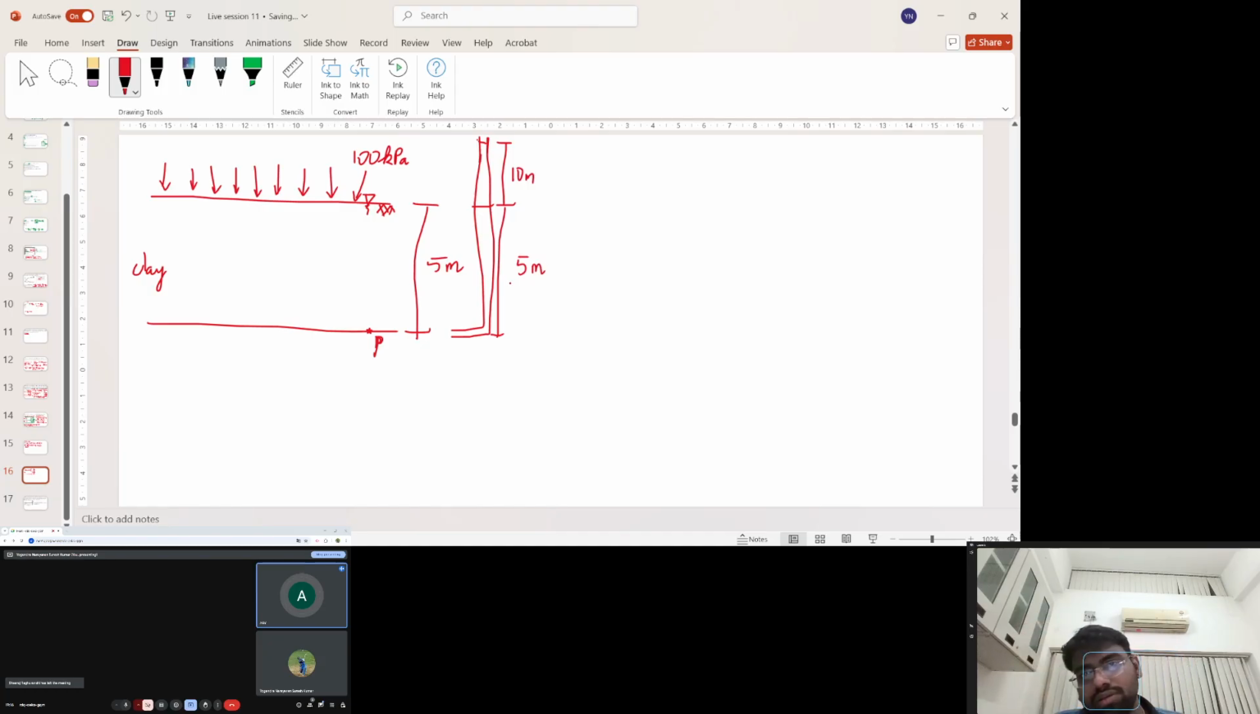Now the question is, if you make a U bar, U bar is 100 kPa. And U is going to be 10 plus 5 into 10, 150 kPa. On the side you can write U bar is equal to 100 kPa. The excess pore water pressure is going to be 100 kPa, equivalent to the applied load.